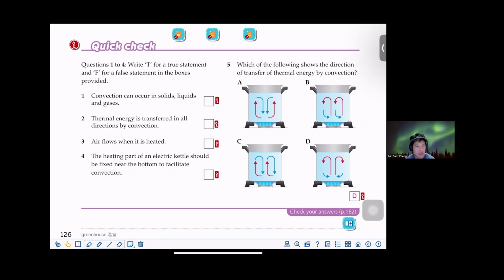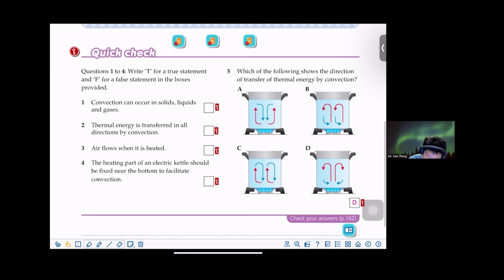Okay, now time flies, so I assume you have already completed it. Convection occurs in liquid and also gas. So what do you think? Will convection occur in the solid state? Definitely, it will not occur in the solid state. Therefore, the first statement will be false.